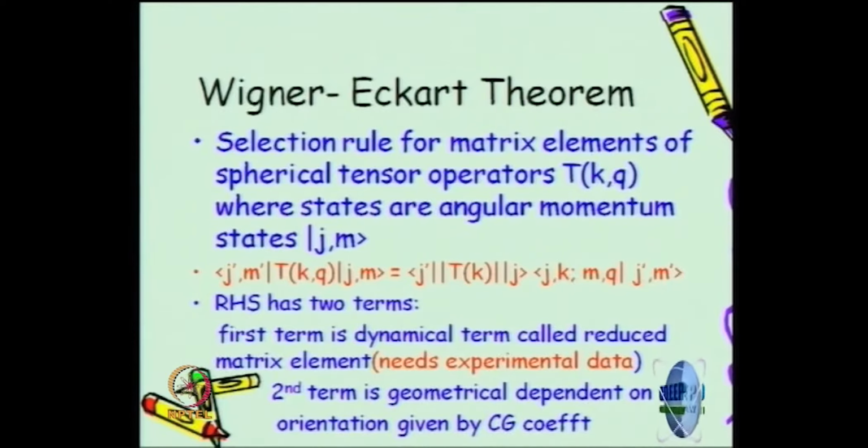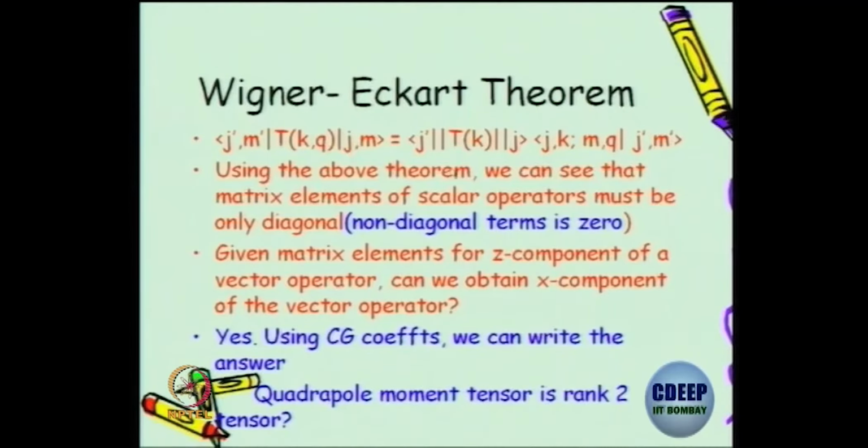Okay. So let me give you some examples. Using the above theorem, we can see that the matrix element of a scalar operator must only be diagonal. This I have already argued for you. Non-diagonal elements are 0. Suppose I give you a matrix element for the z component of a vector operator. I tell you what is the answer. Can you determine the x component of the same vector operator? There you can use this Wigner-Eckart theorem, where the ratios depend only on the ratios of the CG coefficients.